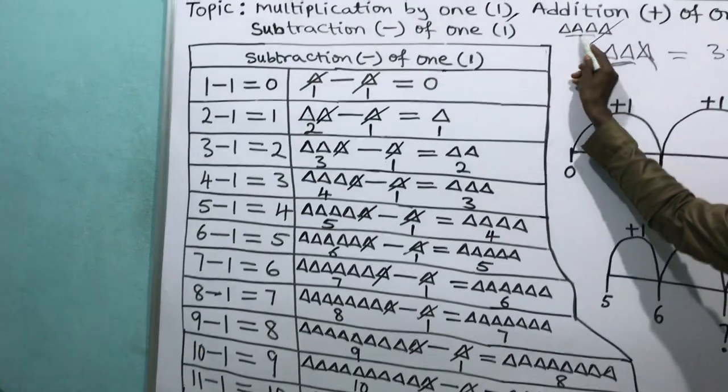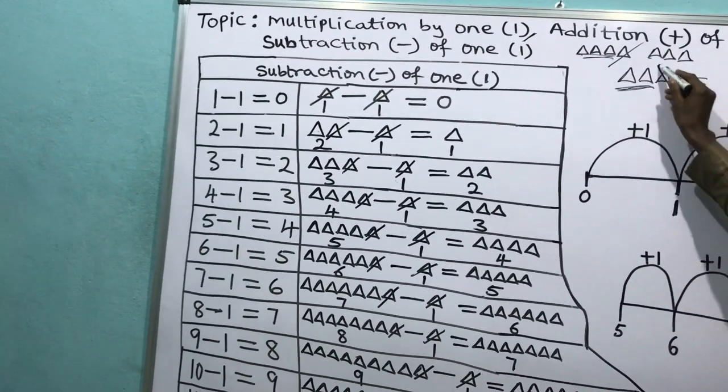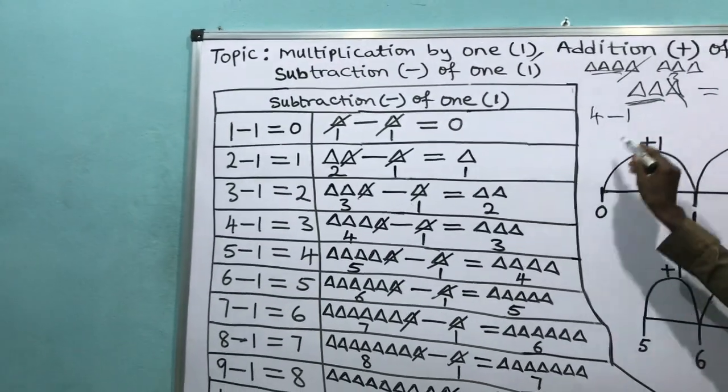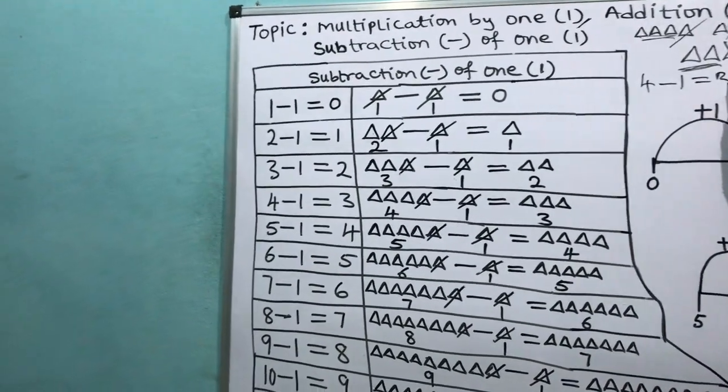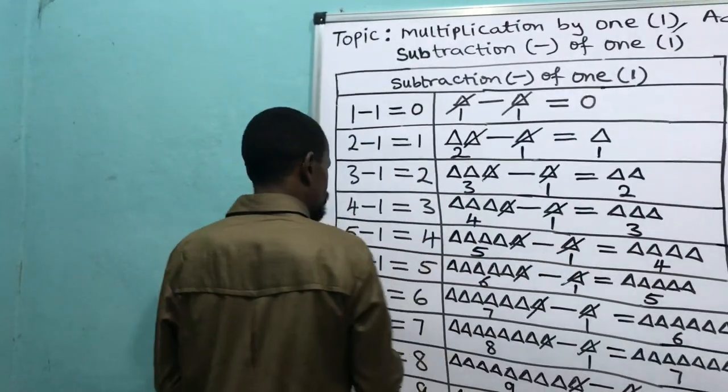What will remain in my hand? It will remain three triangles: one, two, three. That's the three triangles. That means that from four triangles, if we remove one, I will have three triangles left. And that's it.